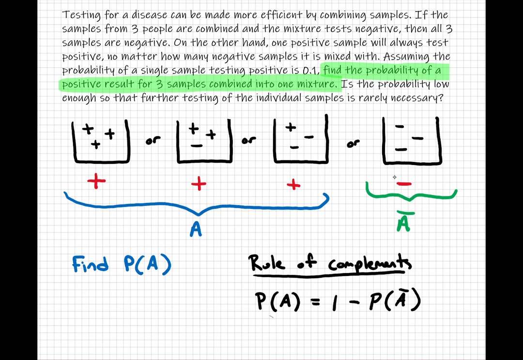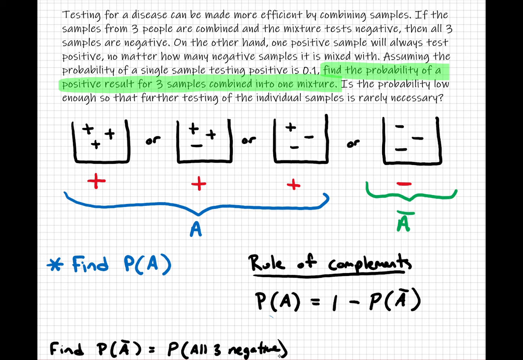So now our goal is to find the probability of A. But to do that, let's find the probability of not A. And not A means we're finding the probability of all 3 samples being negative. What is the probability that all 3 samples are negative?